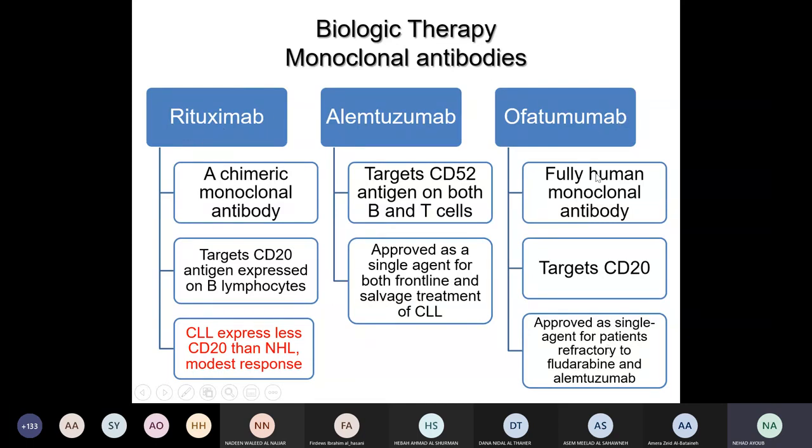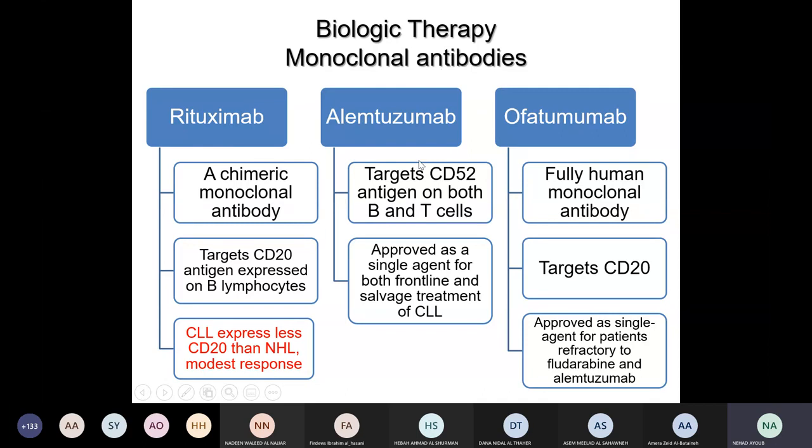الأوفاتومومب indication هو single agent, بالمرضى refractory to fludarabine or alemtuzumab, another monoclonal antibody. فهو إله very specific indication. يعني مو أي مريض CLL بدي أعطيه سايكلوفوسفاميد مع مثلاً ستيرويد أو فلودارابين مع سايكلوفوسفاميد بروح أنا بضيف له من الفيرست لاين أوفاتومومب، لا. الريتوكسيماب more popular بالريجيمنز.